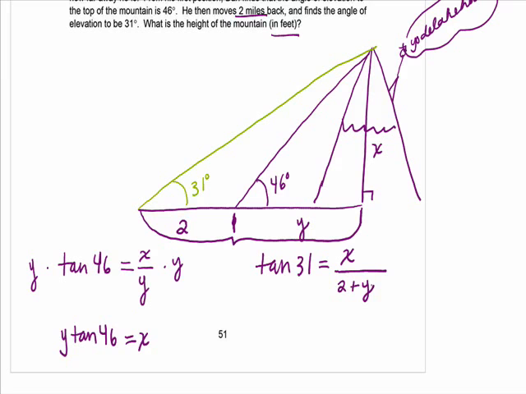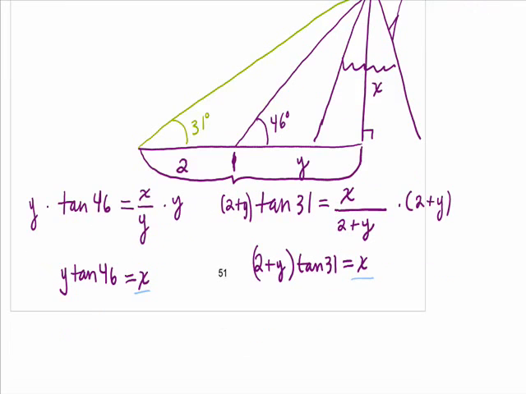Now I'm going to go ahead and multiply each side by 2 plus y, just like I did in the other one, to make my equations a little nicer. So now I have 2 plus y times the tangent of 31 is equal to x. Now we know from algebra if they're both equal to x, then they're both equal to each other. Alright, so I'm going to set them equal, but I'd like to go ahead and find some decimal equivalents for our tangent so that we can get the tans out of there.